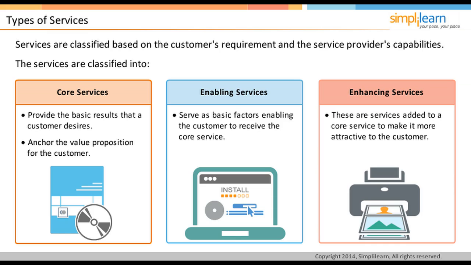Let us take an example to understand these services. Suppose a service provider's core service is to provide word processing service for users. To use core word processing service efficiently, certain enabling services, such as download and installation of updates, are required. To delight the customer, the service provider can strategize to provide professional print access to publish the document.